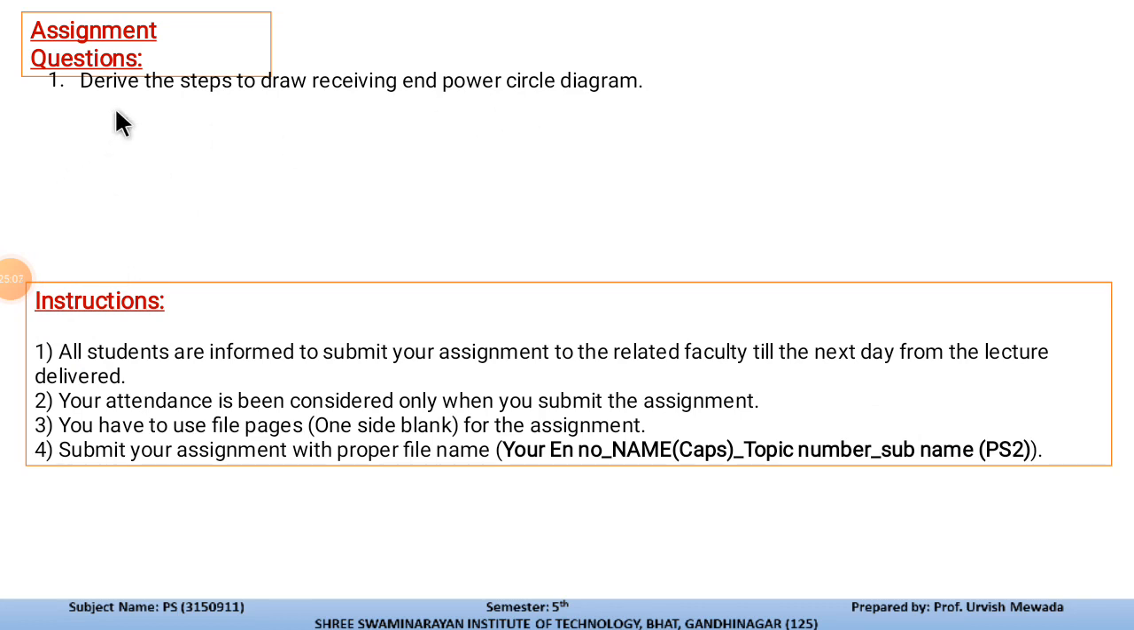So students, in GTU, the steps of the circle diagram are repeated theory in the exam. There is no example asked for this particular theory, but in the worst case, you can take the example we calculated as a reference to solve an example related to the receiving end power circle diagram. The instructions for the assignment question are written below the assignment question. Please read them carefully, students, and you can take a snap of this slide.